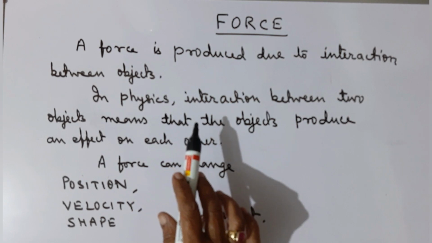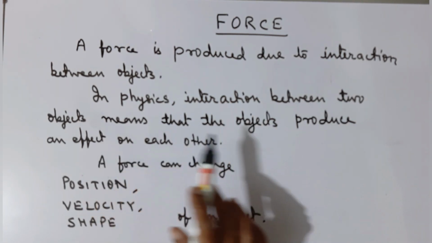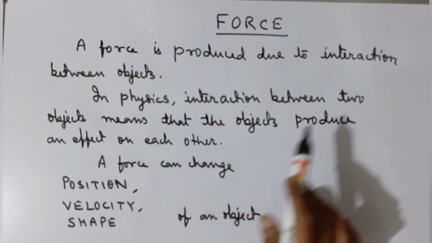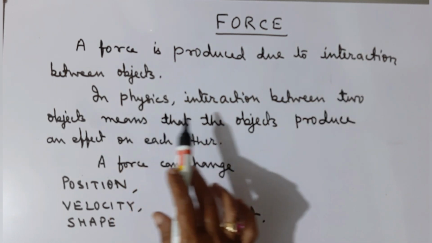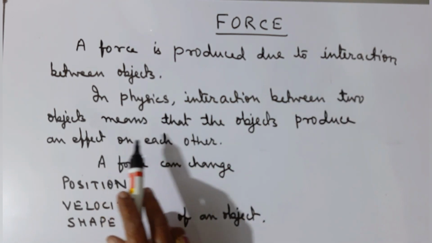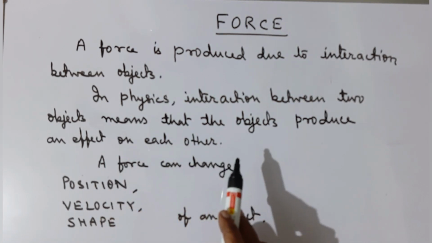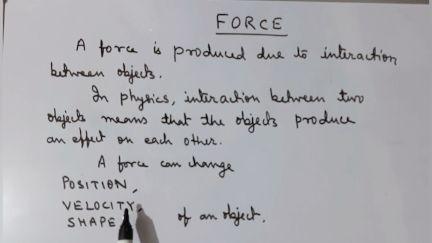In physics, the word interaction between two objects means that the objects produce an effect on each other. Actually, the word interaction means mutual action. So, in physics, interaction between two objects means that the objects produce an effect on each other. A force can change the position, velocity, shape of an object, either any one of them or more than one.